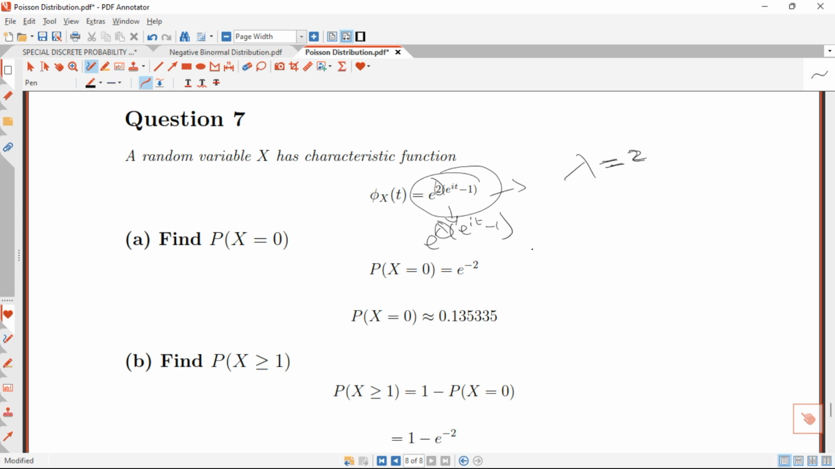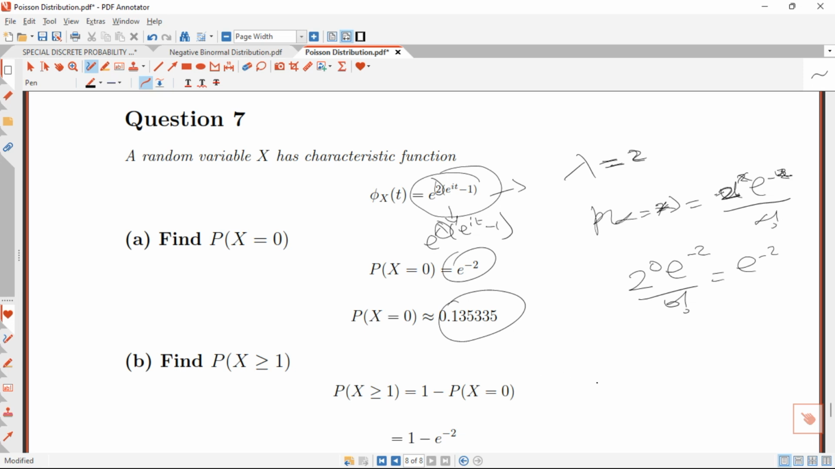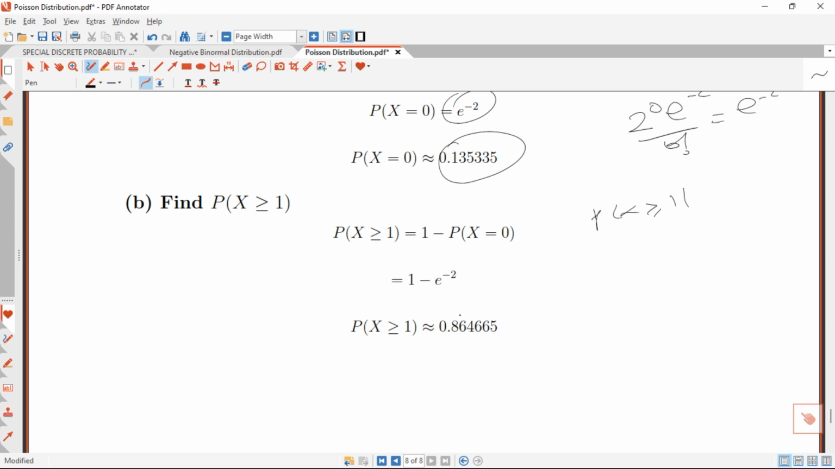Here our PMF will be equal to mu raised to the power x, with mu equal to 2, times e raised to the power negative mu, all divided by x factorial. We have been asked to find the probability that our x is equal to 0. So we are going to get 2 raised to the power 0 times e raised to the power negative 2 all divided by 0 factorial, and our answer will be e raised to the power negative 2. And the probability that our x is greater than or equal to 1, we have this expression.